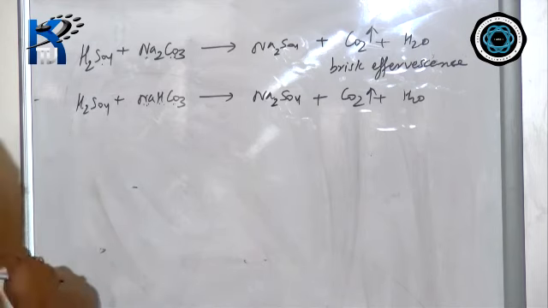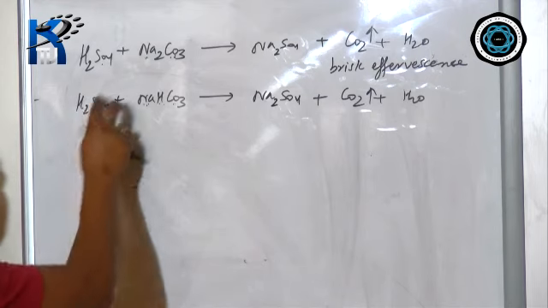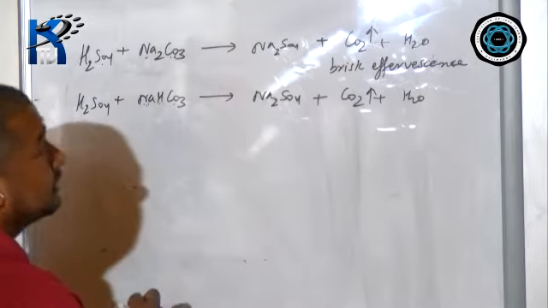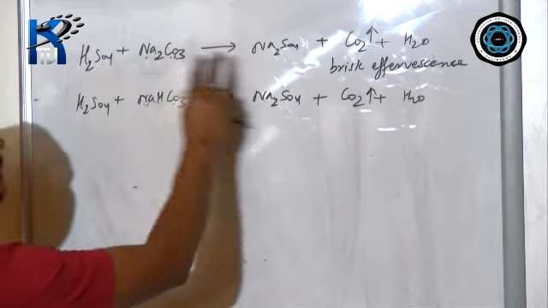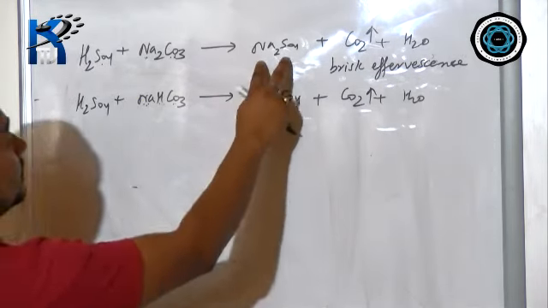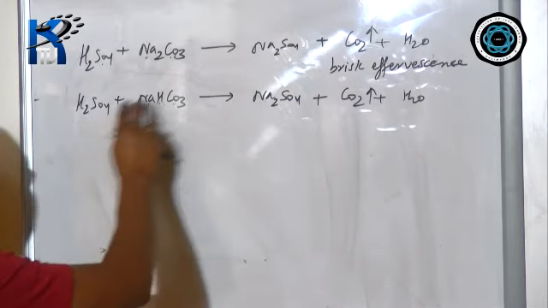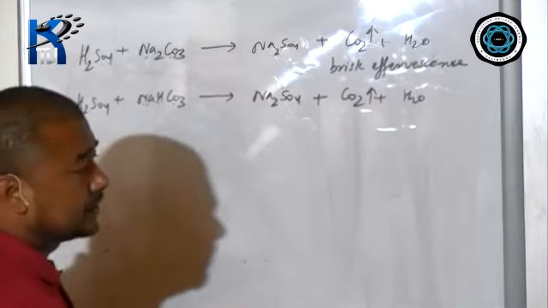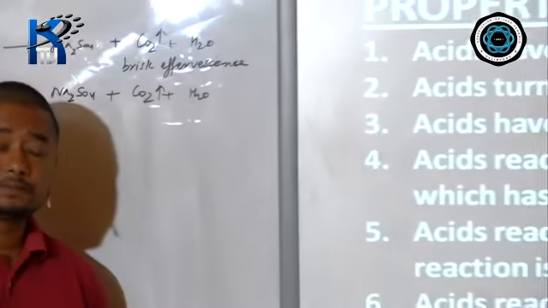From these three examples, you should understand that any acid reacts with metal carbonate or metal bicarbonate to produce carbon dioxide, water and salt. If you take HCl, you get sodium chloride in both cases. If you take nitric acid, you get sodium nitrate. If you take sulfuric acid, you get sodium sulfate. So this is all about property number 6.